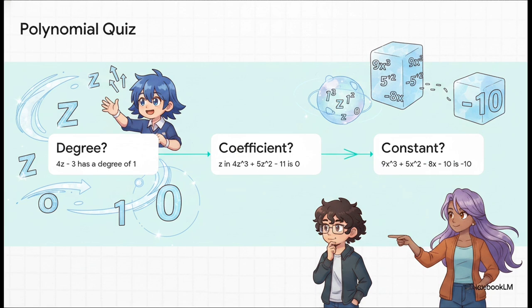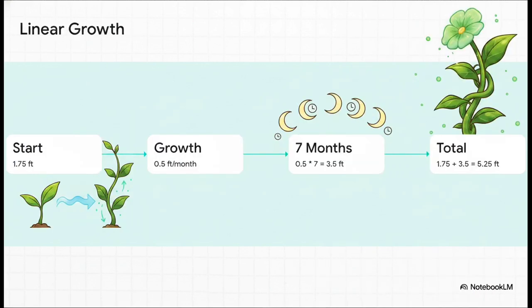Question 3, find the constant in 9x cubed plus 5x squared minus 8x minus 10. Remember, the constant is just the number flying solo, and whatever you do, don't forget the sign. So the answer is negative 10. Moving to question 4, let's calculate some linear growth in nature. A plant starts out at 1.75 feet tall and grows 0.5 feet every single month. How tall is it after 7 months? You just multiply that 0.5 growth rate by 7, which gives you 3.5. Add that to the starting height of 1.75, and you find the plant is exactly 5.25 feet tall.